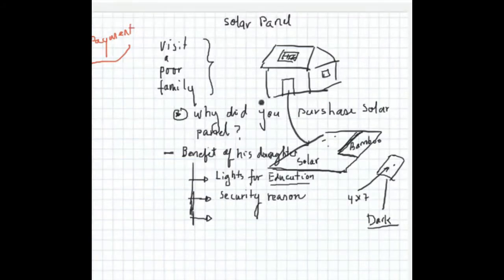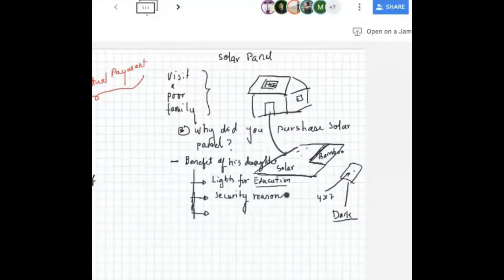I think a thief cannot enter the house because when a thief wants to enter the house, he can see the light. So that can be the reason. Aisha thought that security may be the reason.